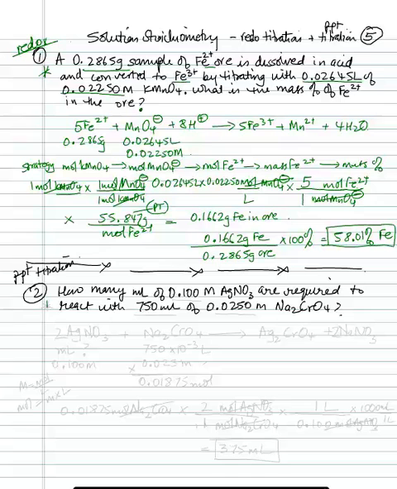Okay, next problem then. This is like a precipitation kind of a titration, but this is still a titration. How many milliliters of 0.100 molar silver nitrate are required to react with 750 milliliters of 0.250 molar sodium chromate? This is a problem similar to what we've done before, but we'll go ahead and do this again anyway. This will be a refresher also.